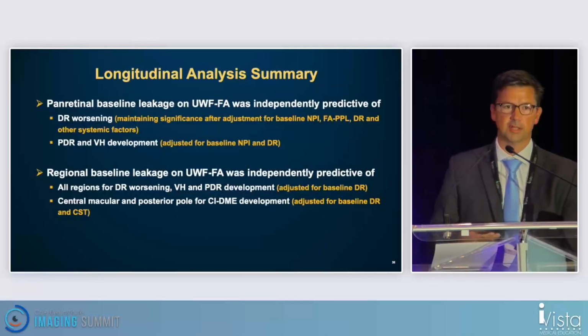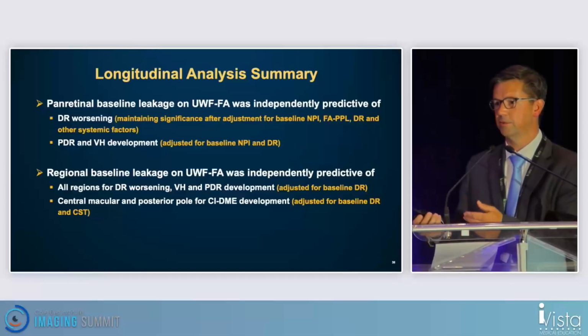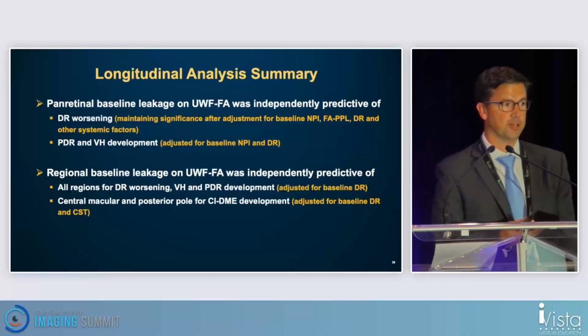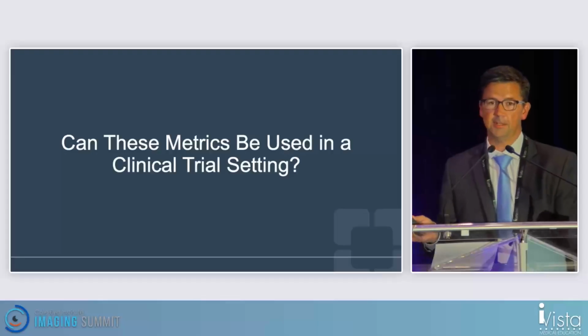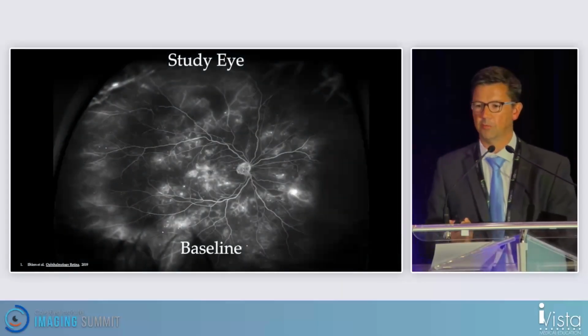And so this really informed how we risk stratify patients for trials who are going to go on to potentially develop complications. You really don't want to be putting patients in those trials that don't have much leakage at baseline. So can these be used in a clinical trial setting? And we've seen this now in multiple different trials where we've used this.